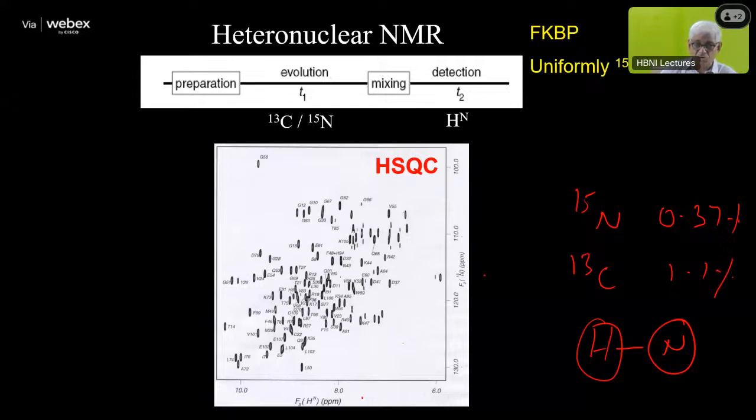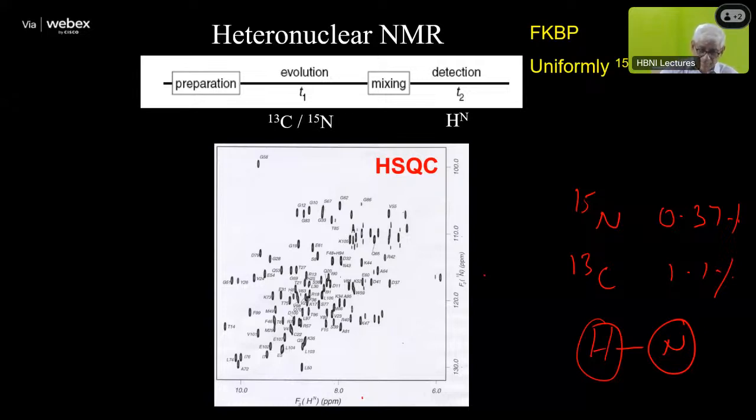So this is called heteronuclear single quantum coherence spectroscopy, and you have one peak per residue in this spectrum. The side chains also will appear if there are glutamines and asparagines. Those peaks will appear in pairs, as I discussed in the previous lectures.